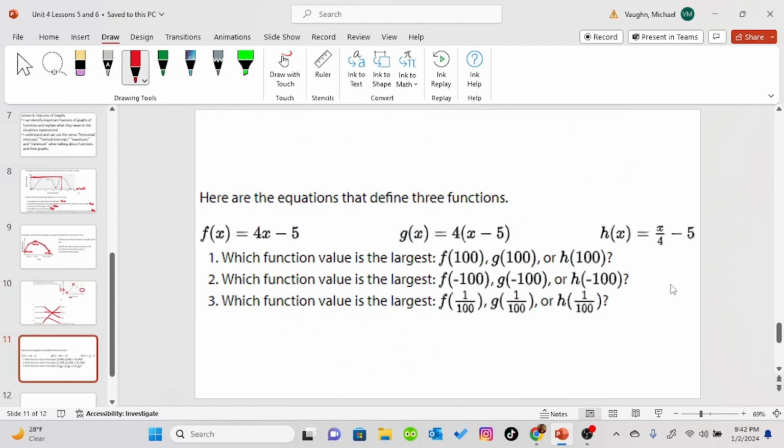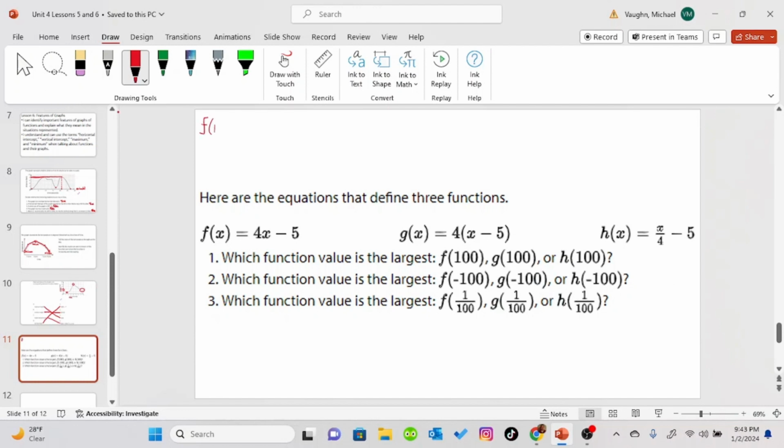Here are the equations that define 3 functions. We have function f of x equals 4x minus 5. Function g of x equals 4 times (x minus 5). And function h of x equals x over 4 minus 5. Number 1, which function value is the largest? f of 100, g of 100, or h of 100?